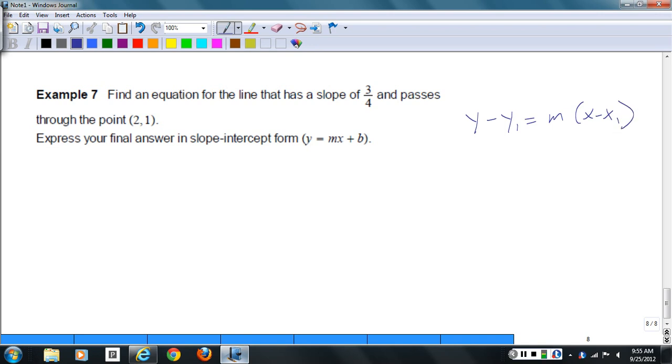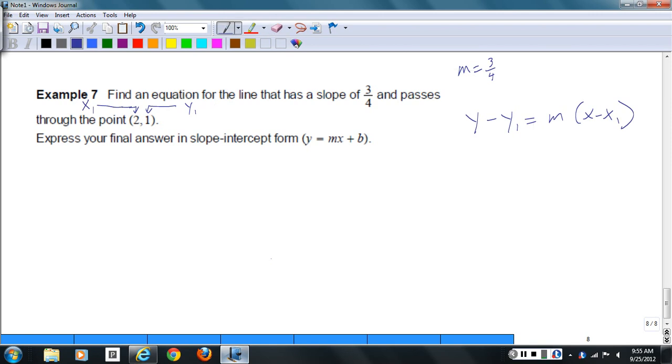Find an equation for the line that has a slope of 3/4. Okay, so m equals 3/4, and goes through the point (2, 1). That means that x sub 1, in this point that's given, is 2, and y sub 1 is 1. So we know the x coordinate and the y coordinate. Just an arrow will suffice.